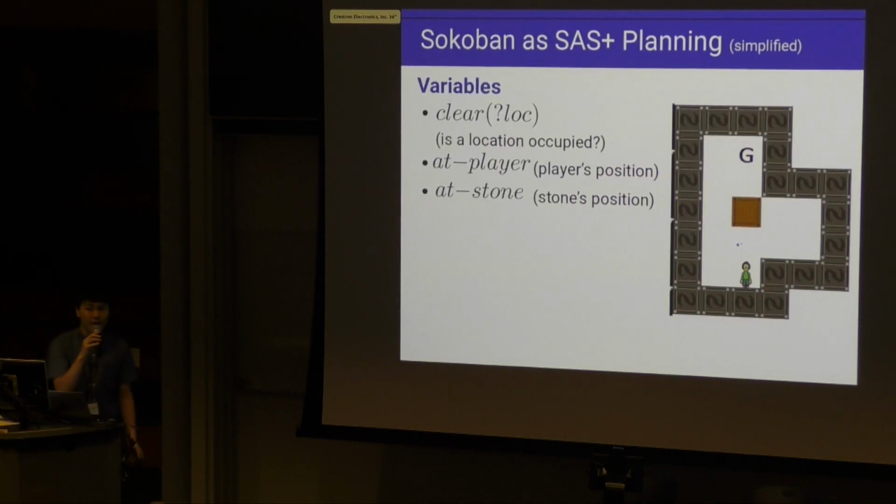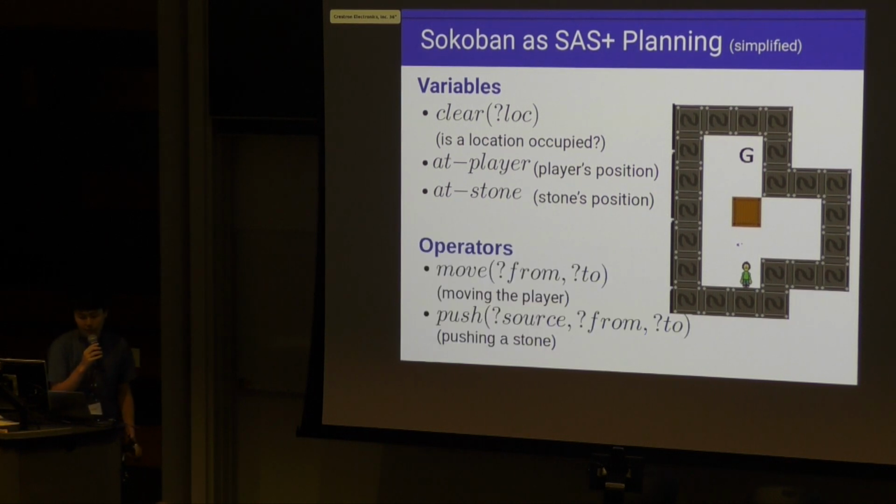Sokoban can be formulated as a planning task using SAS+ formalism, where each state is characterized with multi-valued variables. Sokoban has mainly 3 variables: a clear variable describes whether a location is clear or not, and at-player and at-stone variables describe the player's location and the stones' locations respectively. We have 2 operators in this task: a move operator moves the player, while a push operator pushes a stone. That's how Sokoban is usually formulated.